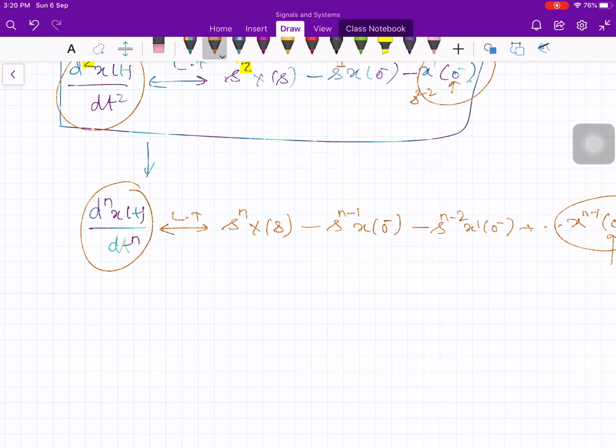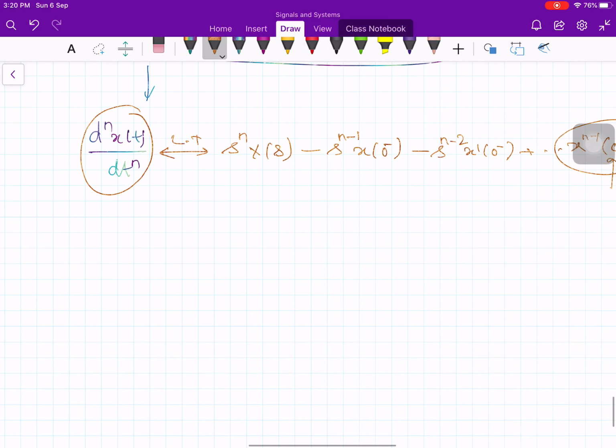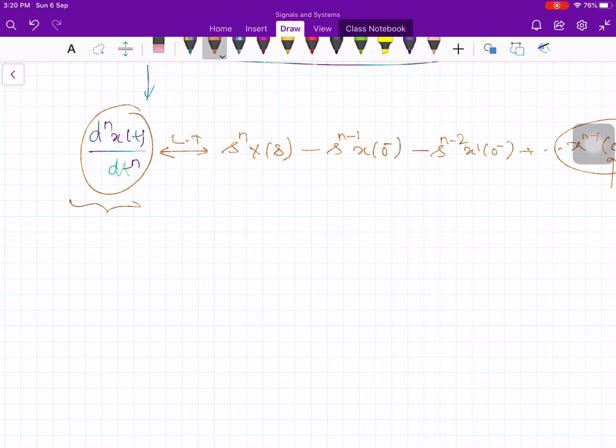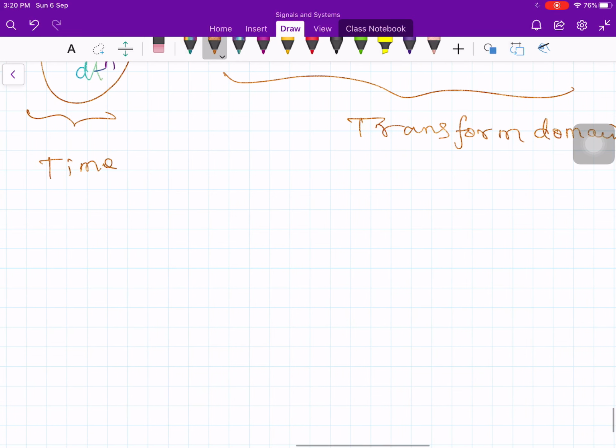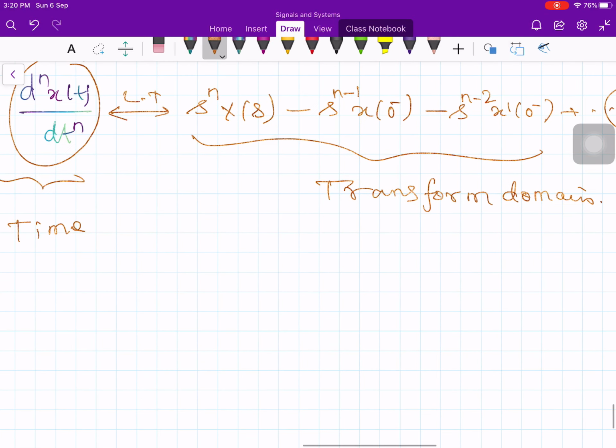Okay, so till now we have discussed how differentiation in the time domain carries over to the transform domain. So on the left hand side is the time domain, the right hand side is called the Laplace transform domain, or simply we can say transform domain. Okay, in the transform domain you simply multiply s times x of s. So therefore the differentiation becomes a simple algebraic operation. Okay, so it is very easy to manipulate.